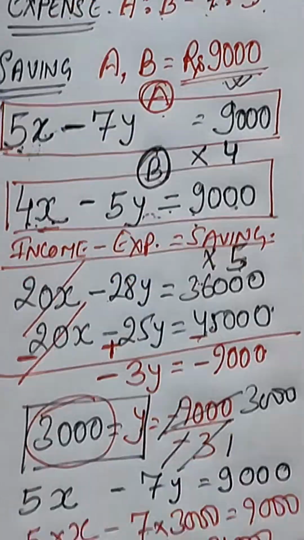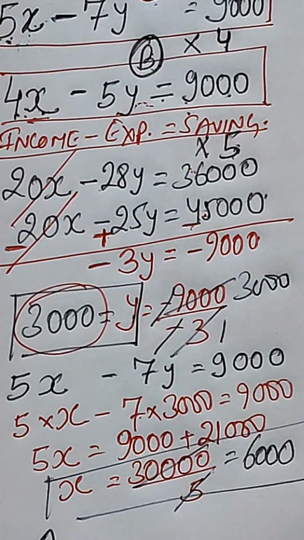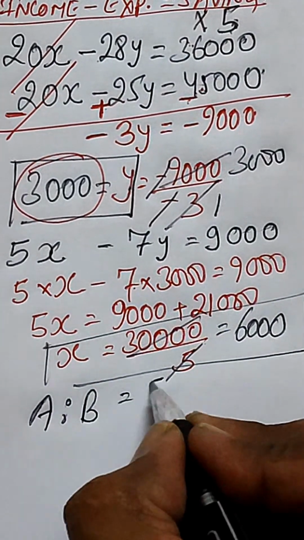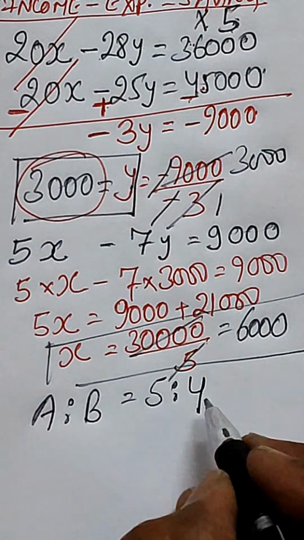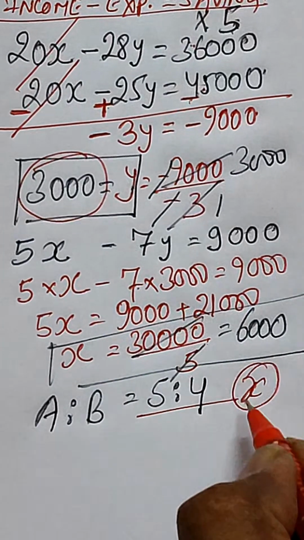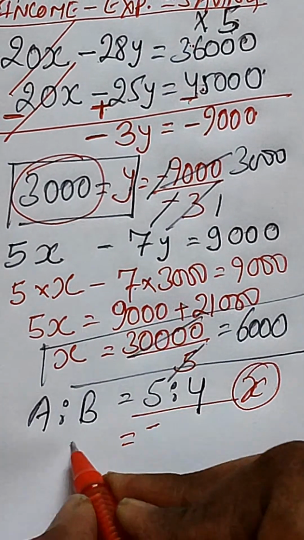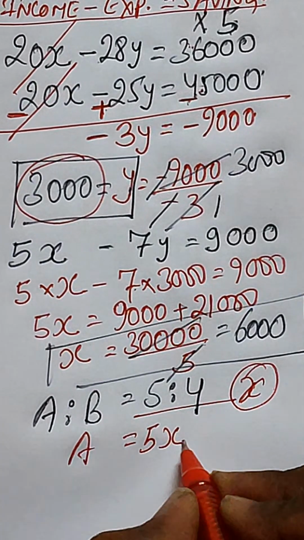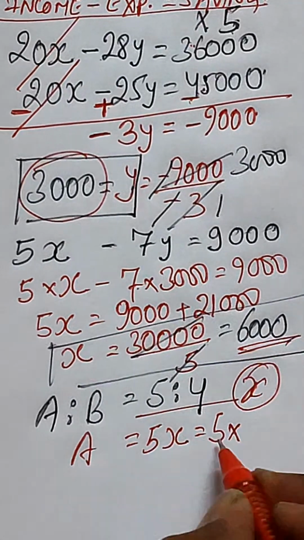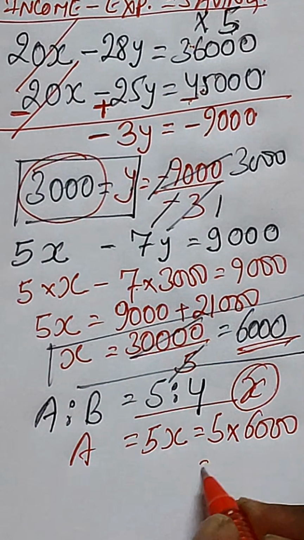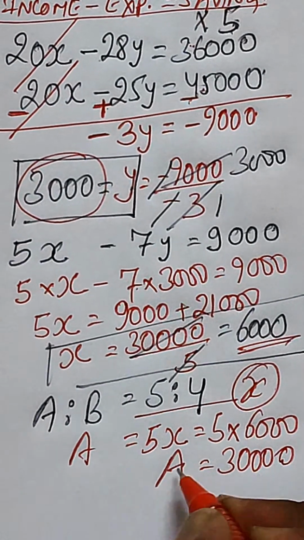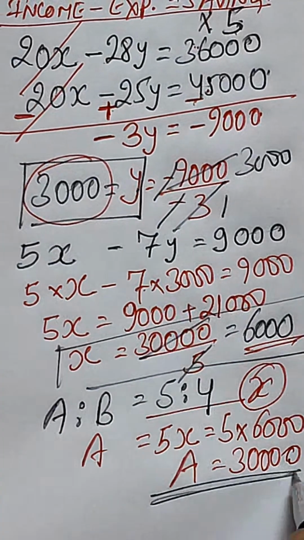And so I am writing again, the income of A and B is in the ratio 5:4. So that's why, and our variable was what? X, right? So definitely the income of A was 5x, right? So 5x, that means 5 into this 6,000. 5 into 6,000, which will give you 30,000. So 30,000 is the income of A, and this is calculated, right?